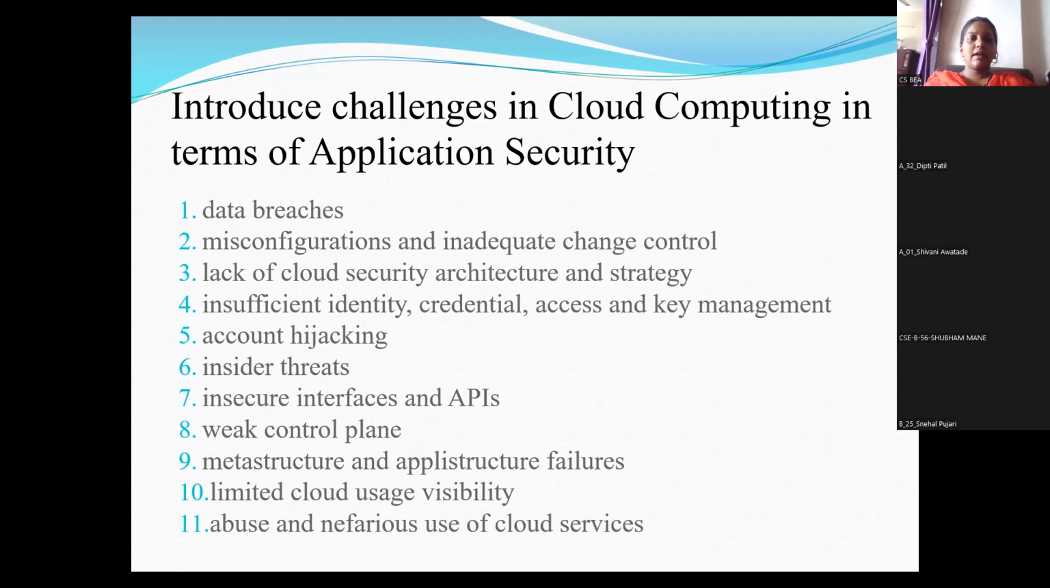Disguised as coming from the CSP, customers are especially vulnerable to the misuse of the cloud services with the following.